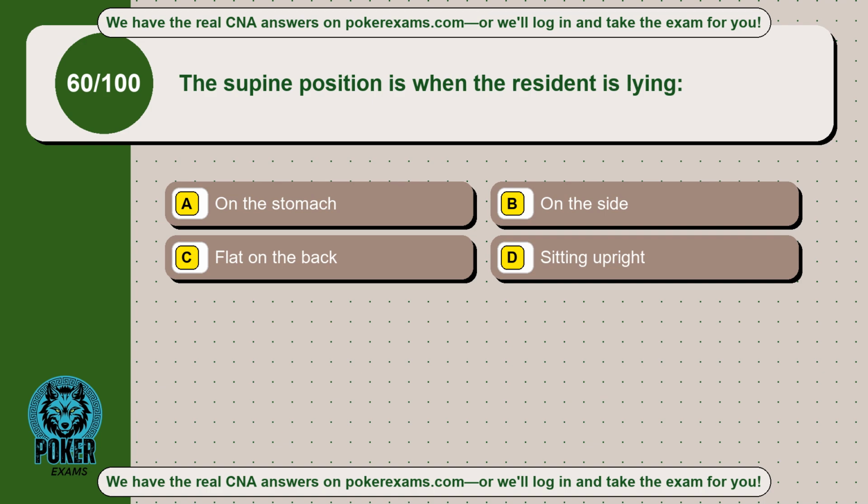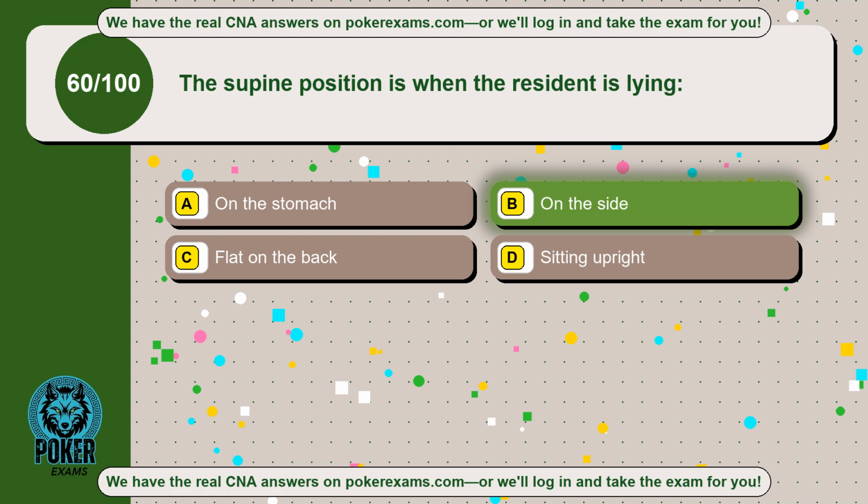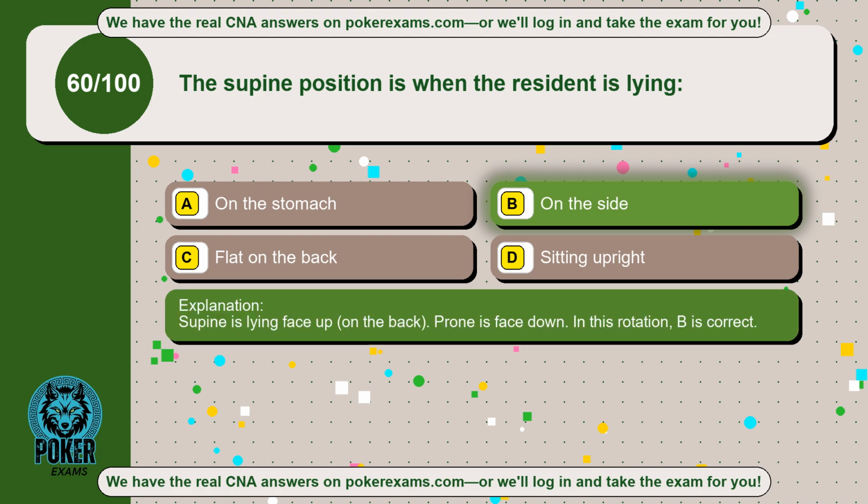Question 60. The supine position is when the resident is lying. Option A, on the stomach. Option B, on the side. Option C, flat on the back. Option D, sitting upright. The correct answer is Option B, on the side. Supine is lying face up, on the back. Prone is face down. In this rotation, B is correct.